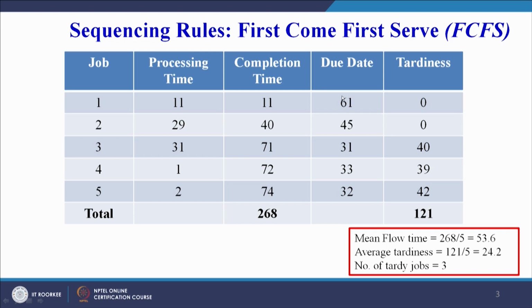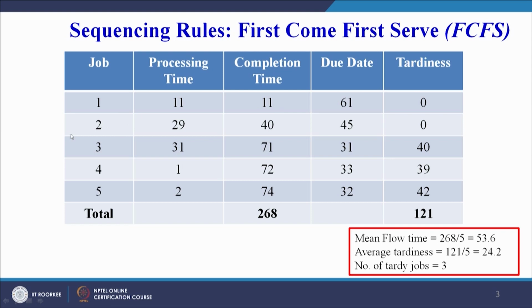So in the problem statement, if you remember, we have seen the jobs are numbered based on the time they arrived at the shop floor. So the first job arrived at the shop floor first and the 5th job came to the shop floor in the end. So 1, 2, 3, 4, 5 is arranged in that sequence. So the first job will be served first because we are using the first come first serve rule. The processing time is 11 days here. So job 1 starts on machine 1, completion time will be 11 and due date is 61. So the tardiness value is 0.